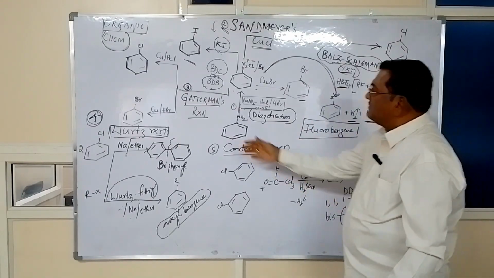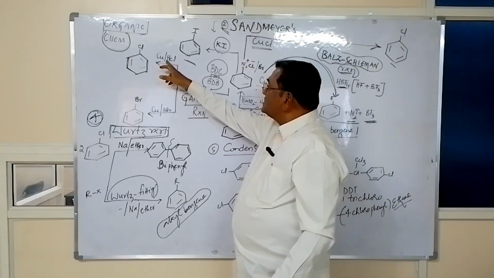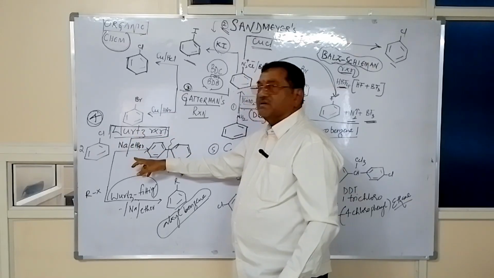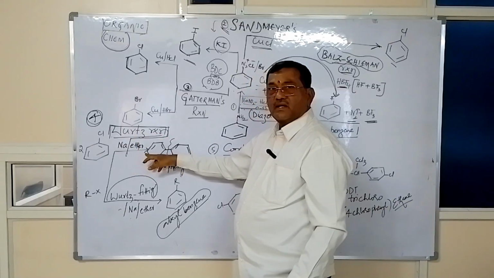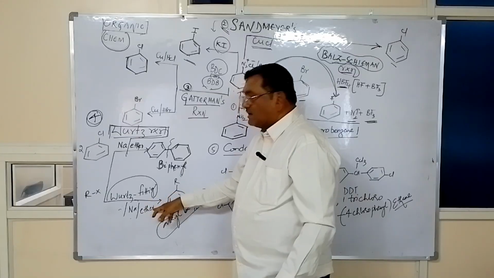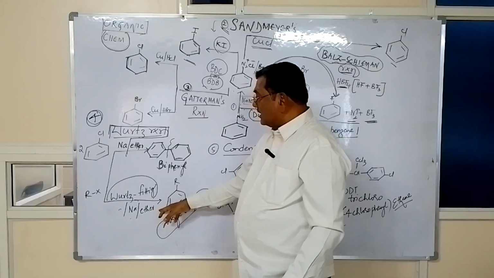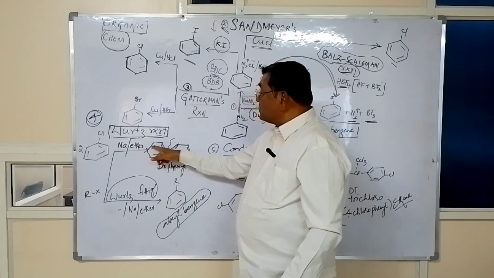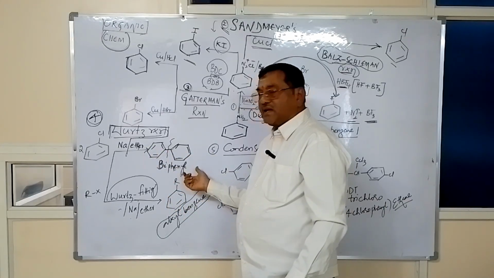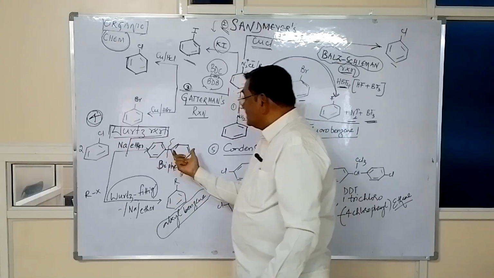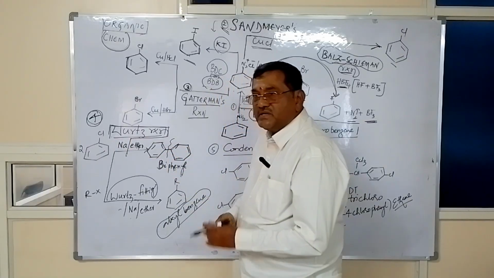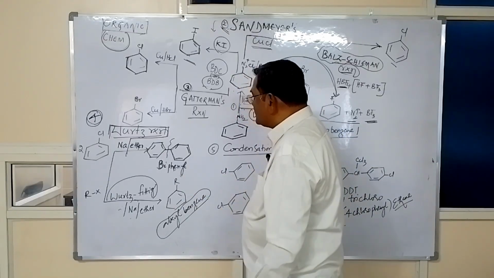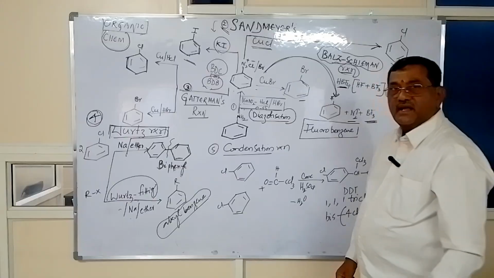After that, children, we have done Gattermann's once again, with CuCl and CuBr giving bromobenzene and chlorobenzene. In the Wurtz reaction, the reagent is always sodium and ether. The next one is Wurtz-Fittig; here also the reagent is sodium and ether. Wurtz-Fittig is meant for alkyl benzene preparation, whereas Wurtz is meant for preparation of biphenyl from chlorobenzene. Both these rings are going to be aromatic in nature. So this is about biphenyl, children.